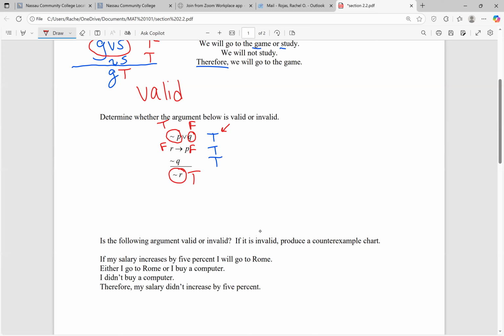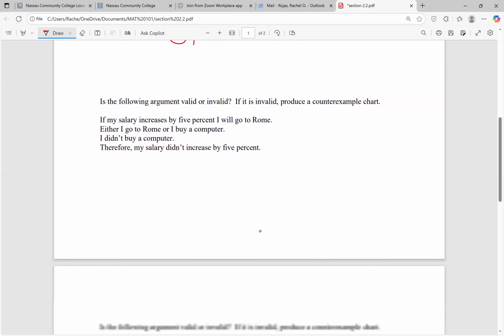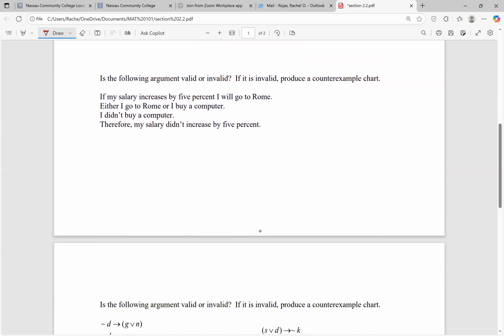So in this case, all my premises are true, and that's going to also lead to a true conclusion. So this argument is valid. See, this is much quicker than using the truth table approach. So let's do another one where we first read it in words, and then we'll represent it using variables, and then we'll look at the validity.